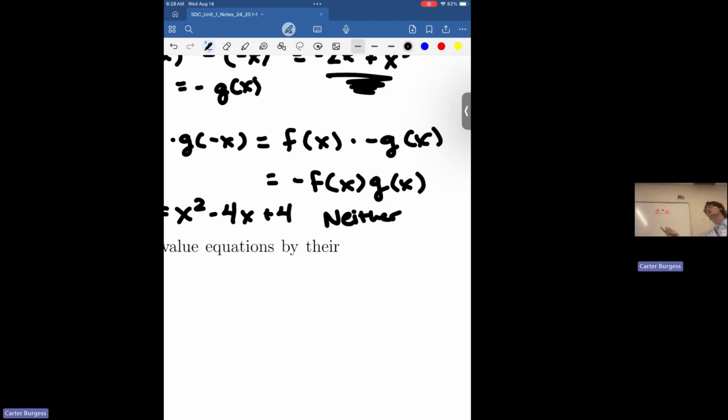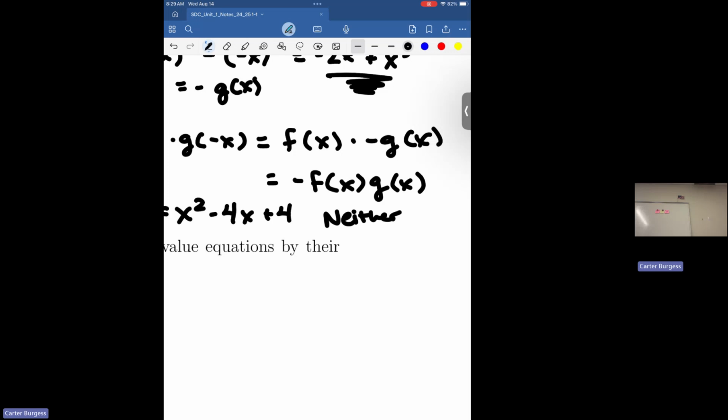It's tempting to say both, right? It's tempting to look at this and be like, oh yeah, some of it's even, some of it's odd. So both would maybe feel kind of nice, but there is no both. You can't have a function that is odd and also even. There is only even.